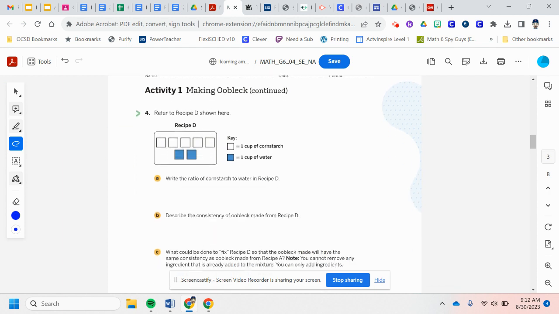So for part 2 in activity 1, it says refer to the recipe D shown here. So there are 5 cups of cornstarch and 2 cups of water. You are to write a ratio of cornstarch to water in recipe D. So that would be cornstarch, there are 5 boxes of cornstarch, 2, my 2 dots, 2 water. So again, describe the consistency of oobleck made from recipe D. Because it has more cornstarch, it's going to be thicker. It's going to be a thick substance.